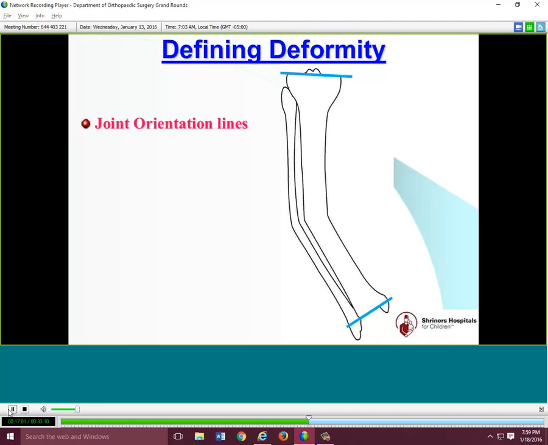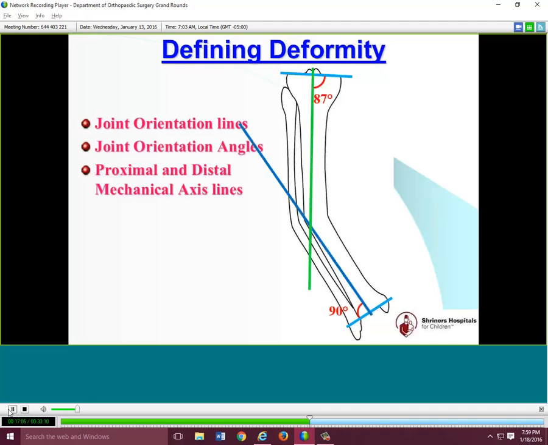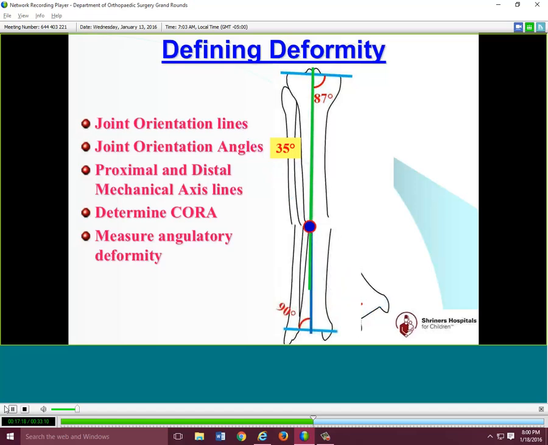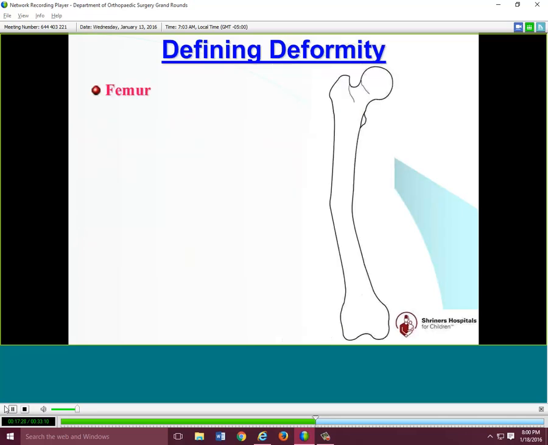So we draw our joint orientation lines and our joint orientation angles. And this is where they cross. So there's our CORA. And we can measure our angulation. In this case, it's about 35 degrees of angulation. All right, so what can we do with that? We can just simply correct that out, 35 degrees, get those two lines collinear, and we'll have a straight bone. So that works very well on paper. Doesn't work quite so well in real life, and we'll talk about that in a second.